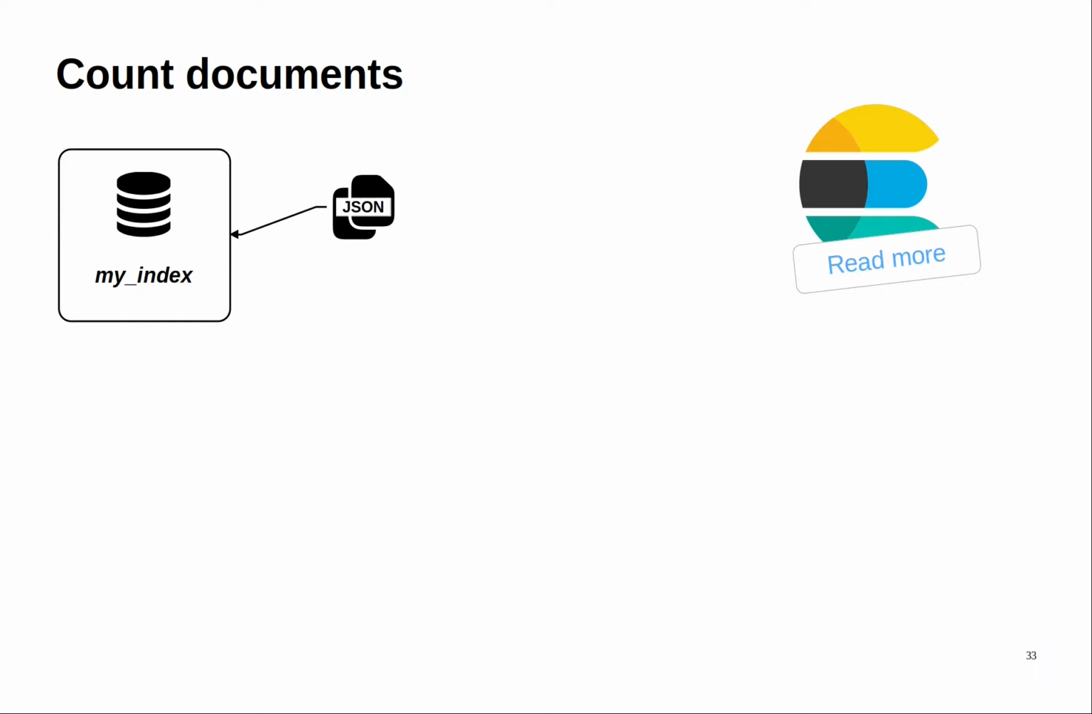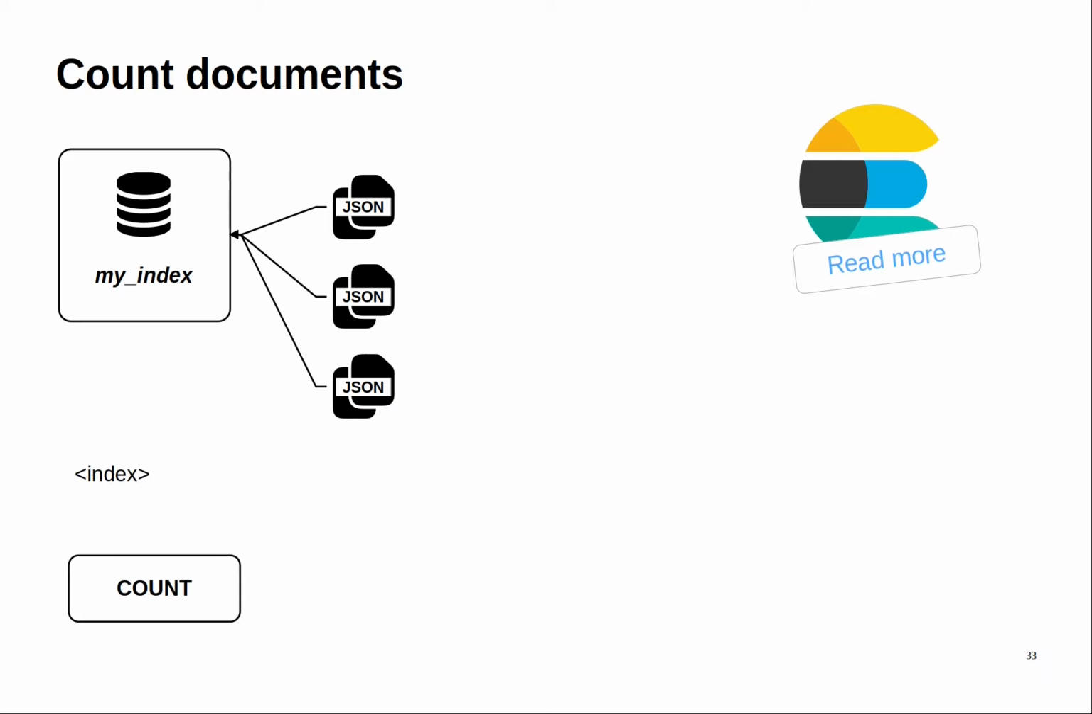Let's say that we have inserted some documents to this index, but we forgot how many documents we have in the index. To be able to count the documents, we use the count method. This method receives one parameter, which is the index. So when we feed the index to this method, it gives us the number of documents.